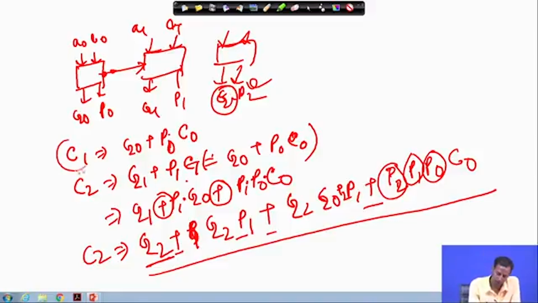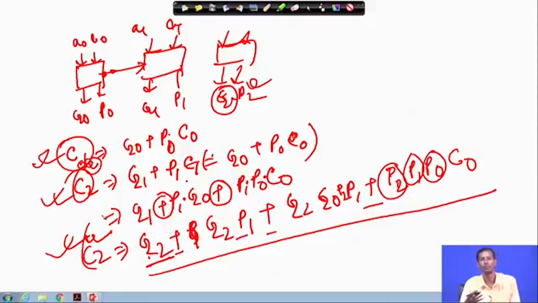So, this C1, C2, C3 are available. It is not that whenever I am computing this C2, I have to wait until this C1 computation is over. It is not like that. I am computing each of these carry signals simultaneously here.